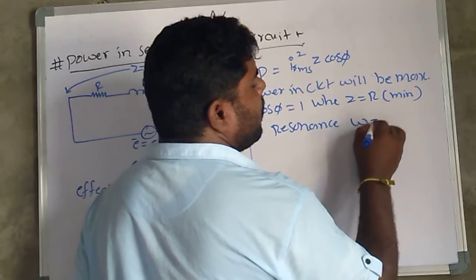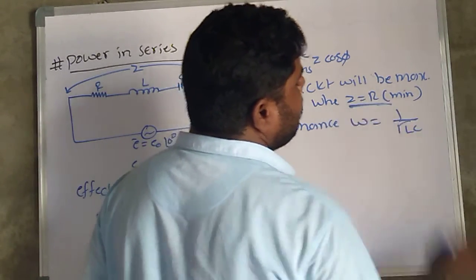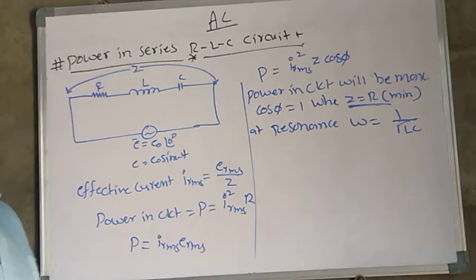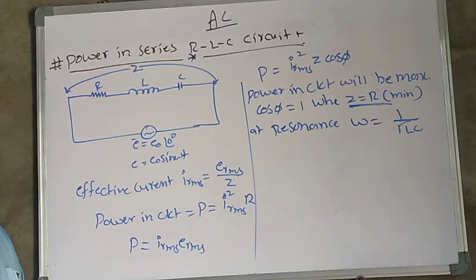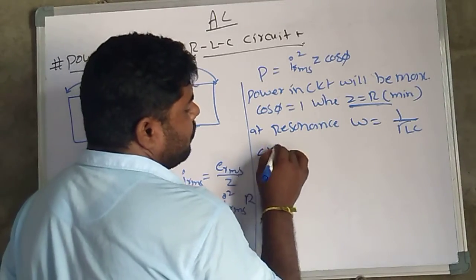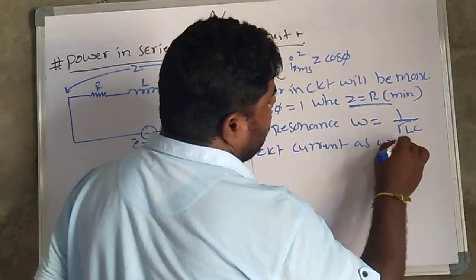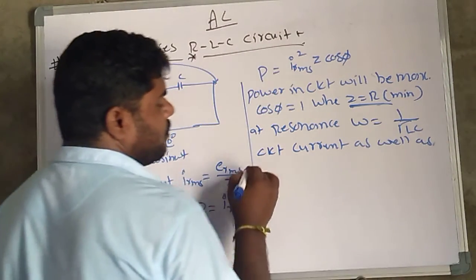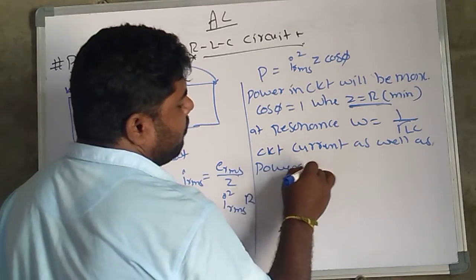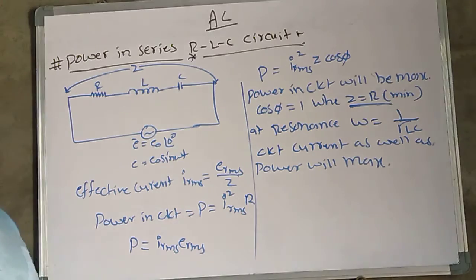Here omega is equal to 1 by root LC. The case Z is equal to R is nothing but resonance, so omega squared is equal to 1 by L into C. In the circuit, current as well as power will be maximum. Power will be maximum.